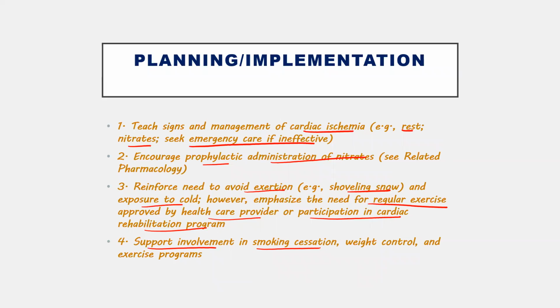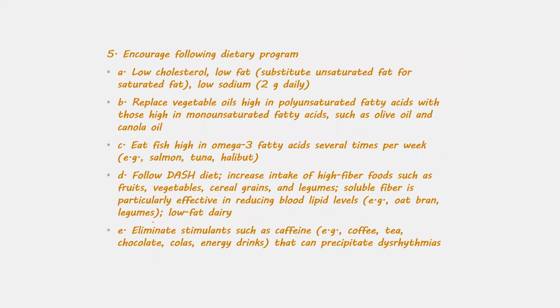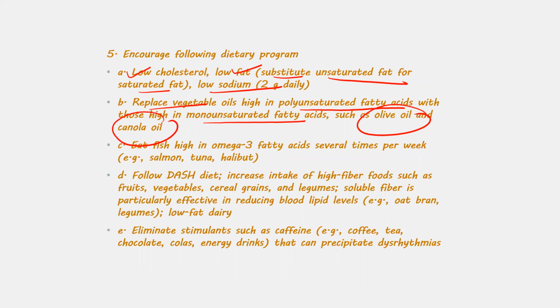Support involvement in smoking cessation, weight control, and exercise programs. Encourage the dietary program. For example, we have to advise for low cholesterol, low fat. Substitute the unsaturated fat for saturated fat and low sodium, that is 2 grams per day. Replace vegetable oils high in polyunsaturated fatty acids with those high in monosaturated fatty acids, such as olive oil and canola oil. So, we have to tell the patient that you need to take monosaturated fatty acids rather than the polyunsaturated fatty acids, and you have to consume the low cholesterol, low fat diet.